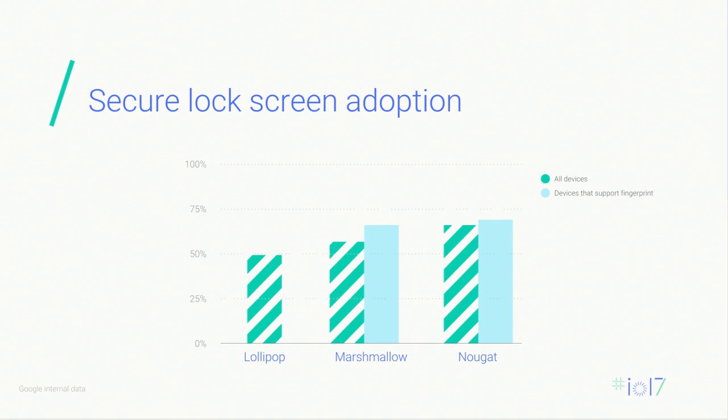So how are we doing with secure lock screen adoption? We see that that has also increased quite a bit over the last few years. Whereas on Lollipop devices, adoption was only about half and half, that increased to almost 70% now on new Android Nougat devices. And a lot of that was probably driven by the fact that a lot of new devices now have a fingerprint sensor. And we see from the data that fingerprint devices are much more likely to have a secure lock screen than across the entire Android device market.